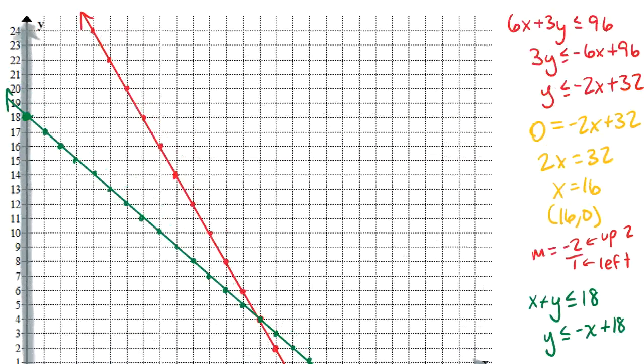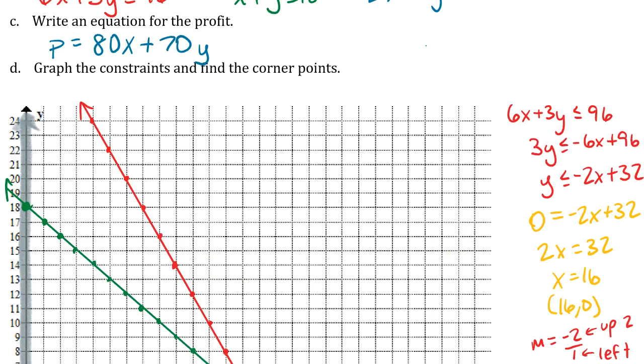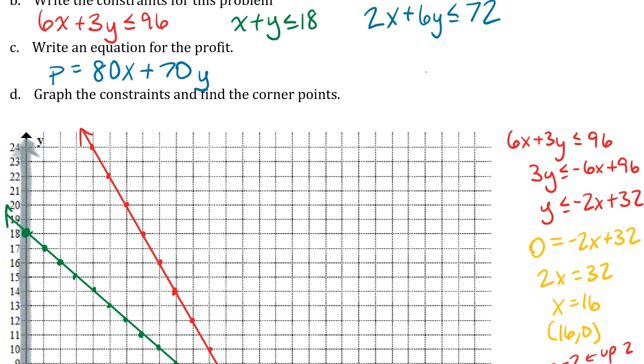Alright, starting to run out of room down there, so I'm just going to go back up here to where we actually had this. So if we subtract 2x from both sides, we get 6y is less than or equal to negative 2x plus 72. Divide both sides by 6. We get y is less than or equal to negative 1/3 x plus 12.